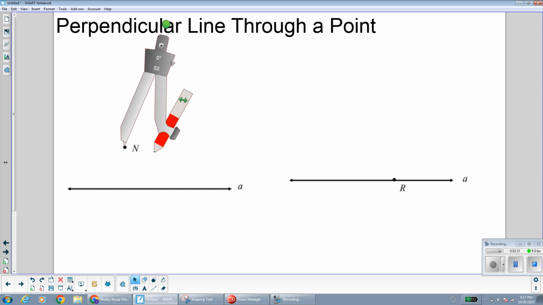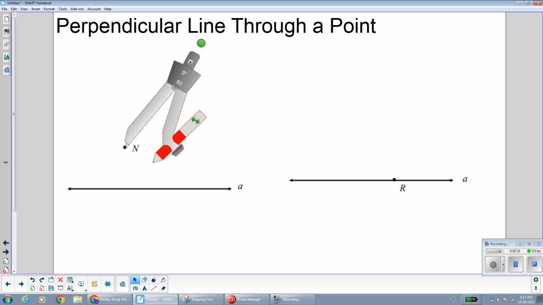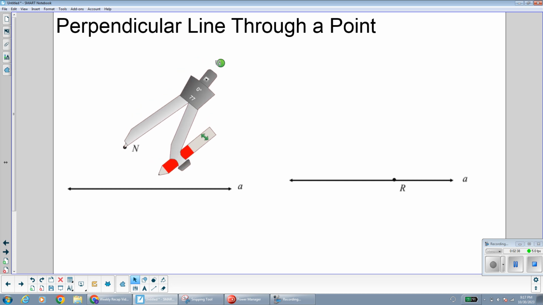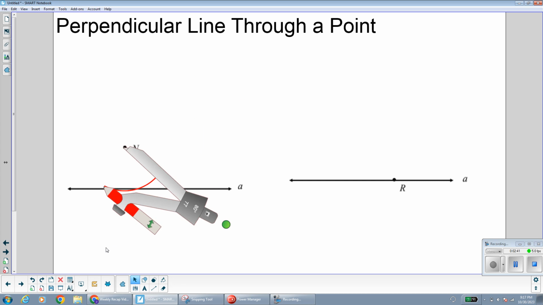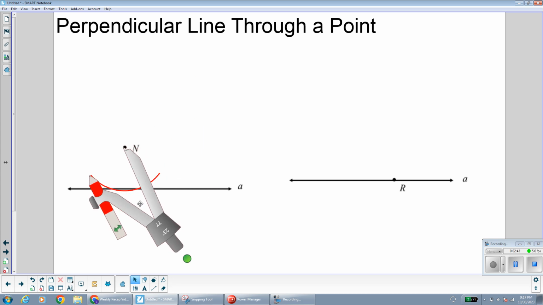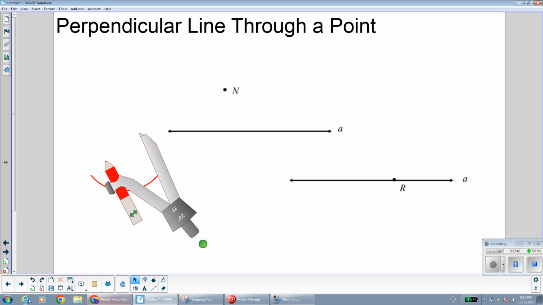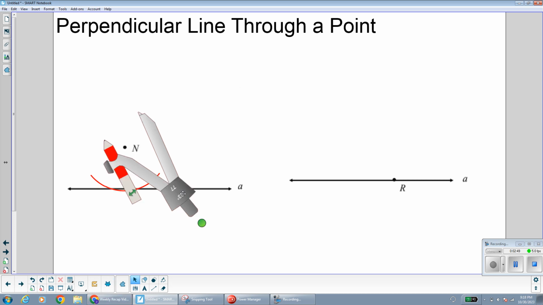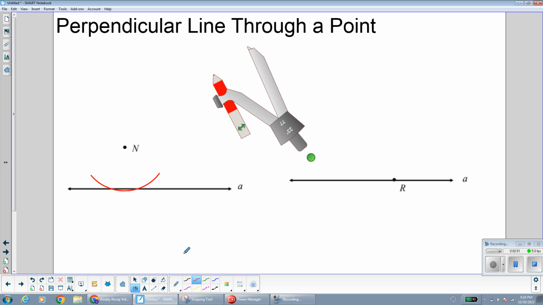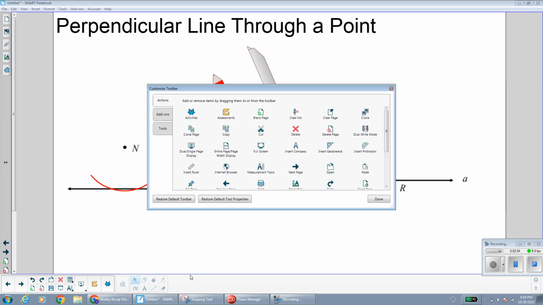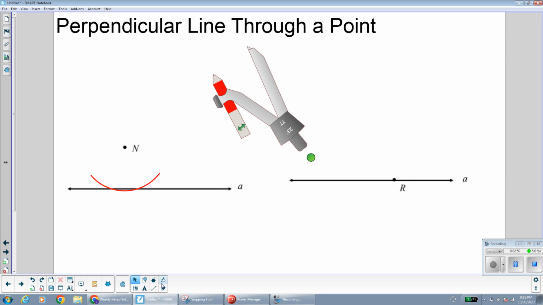Let me open it a little bit. It doesn't matter the distance you use for this arc. All that matters is that when you swing this arc, it does need to intersect the line in two spots. So notice here, this arc intersects the line in two spots. Spot here and the spot here.